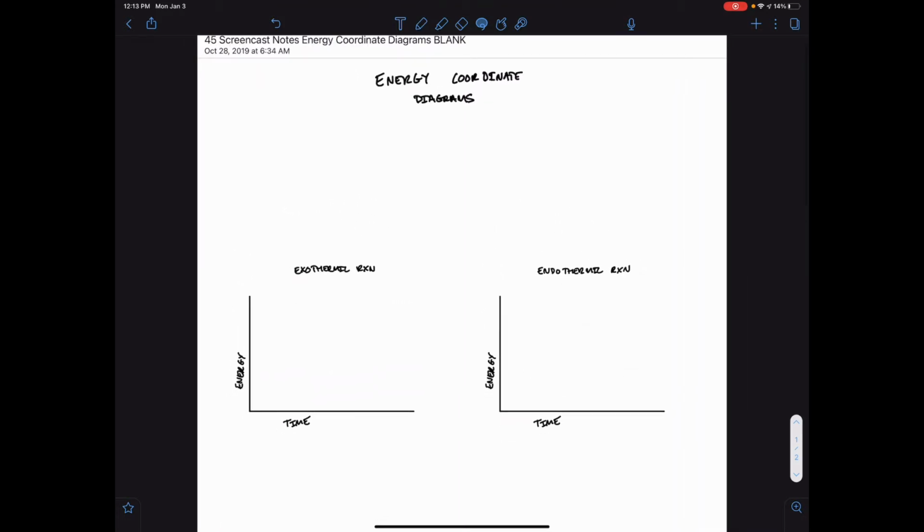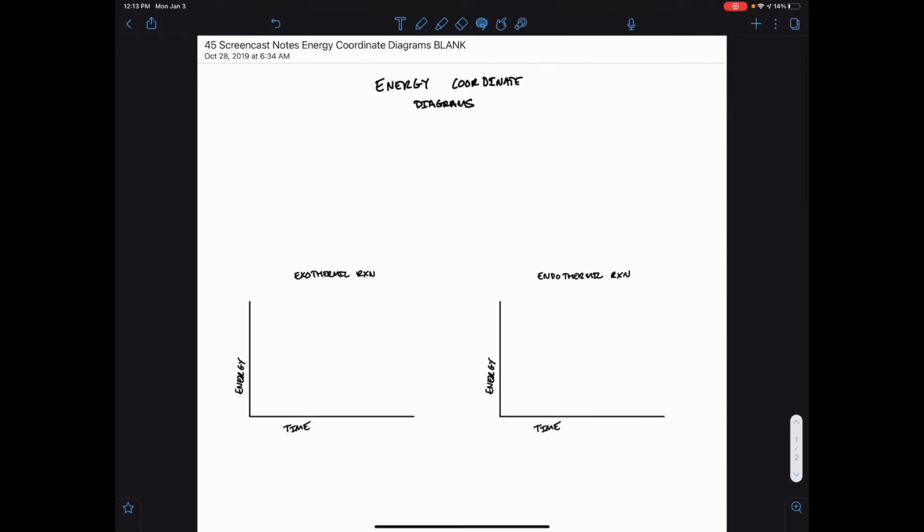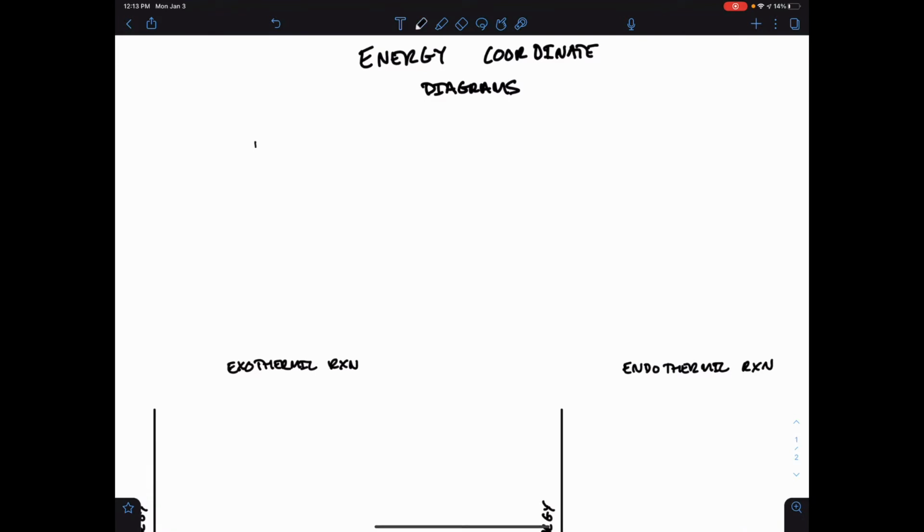This screencast is going to be about energy coordinate diagrams, and it's going to be our introduction to talking about the third class of organic compounds, the third of the big four, which is proteins.